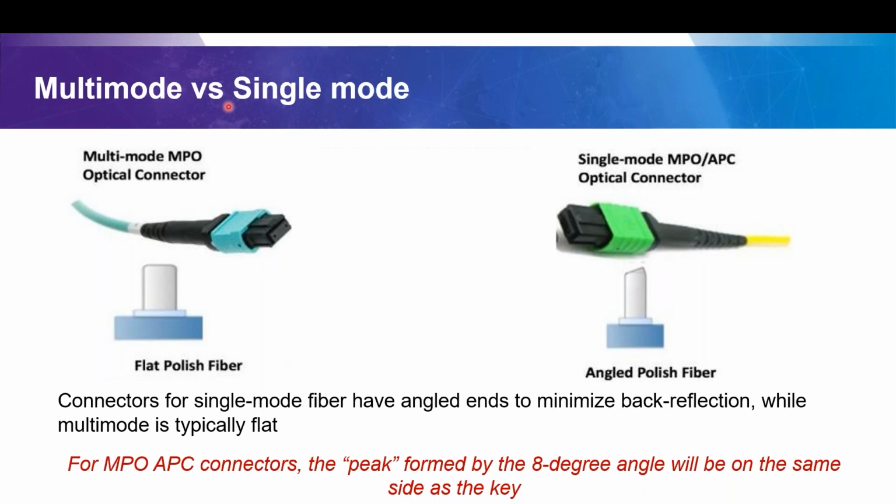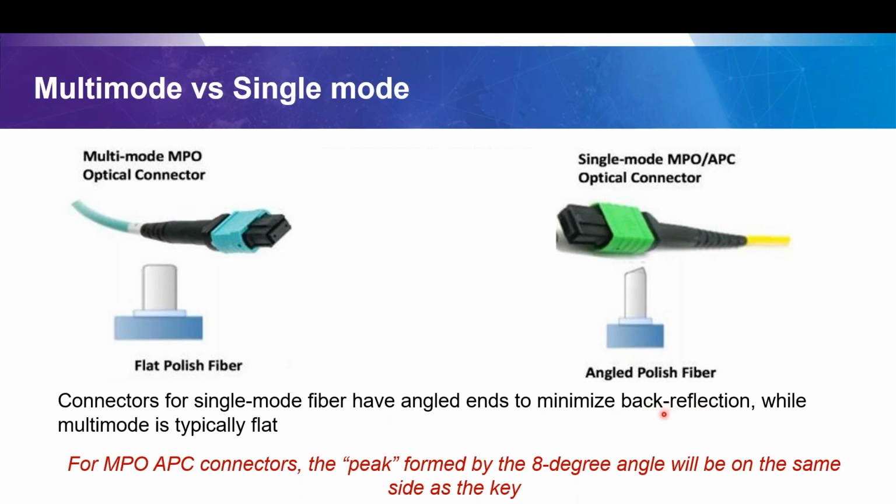Multi-mode versus single mode. 99% of the multi-mode MPO connectors are just going to be a flat polished fiber. I'll talk a little bit about that. Versus single mode, 99.9% of the time they're going to have a green cap on here, and they're APC, or an angled polished fiber. So connectors for single mode fiber have angled ends to minimize back reflection, while multi-mode is typically flat.